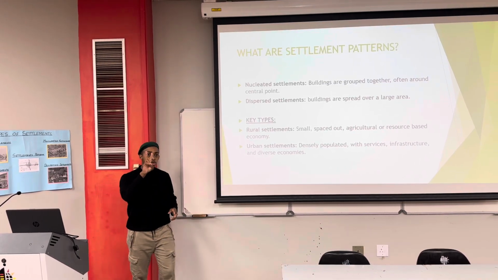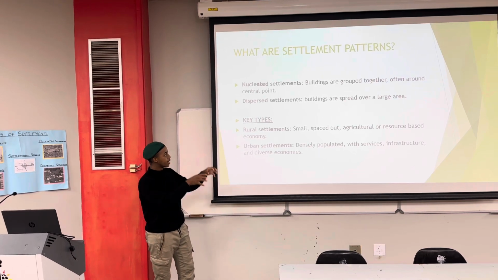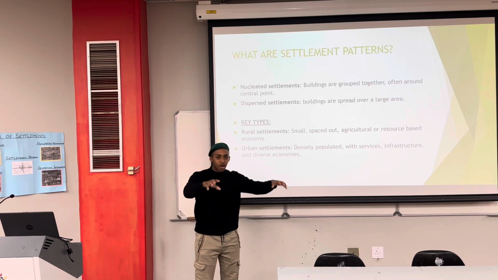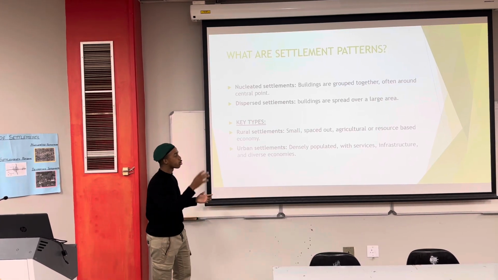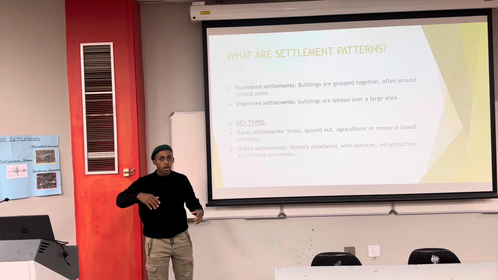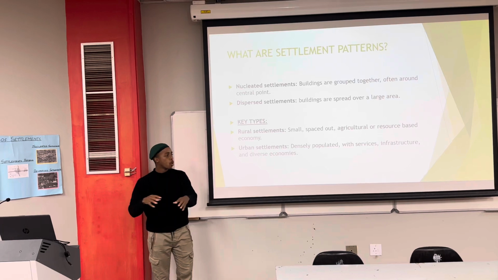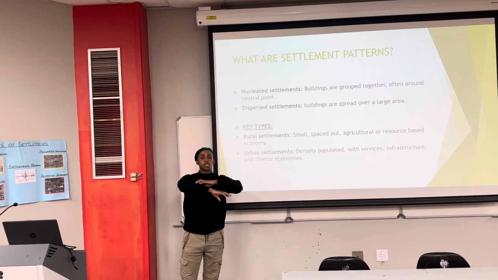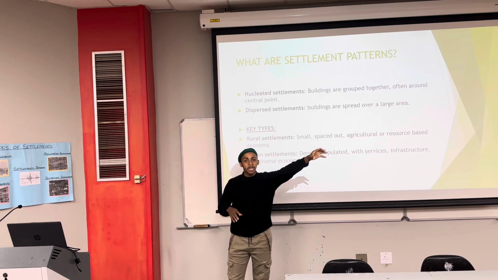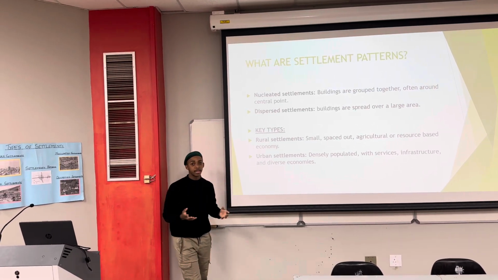And we have the two key types of settlement, starting with the rural settlement. The rural settlement is small, they are spaced out, and there's an agricultural and resource-based economy. What do I mean by that? I mean we have trees in the area, we have forest, we have grass, there's too much land. You find that the Kumalo family is built that side, the Mwabe family is that side, everything like that.